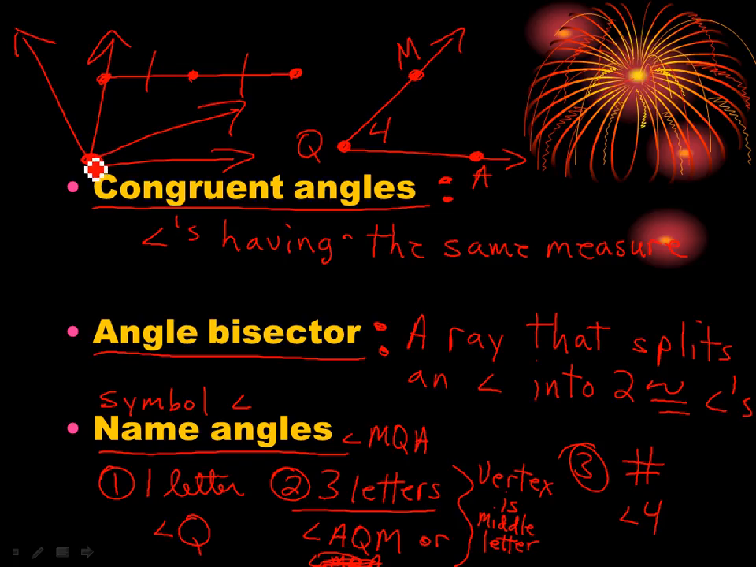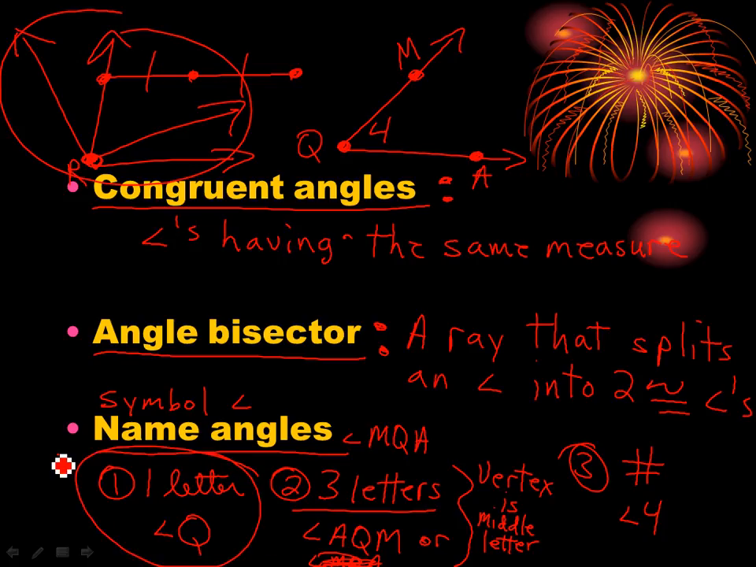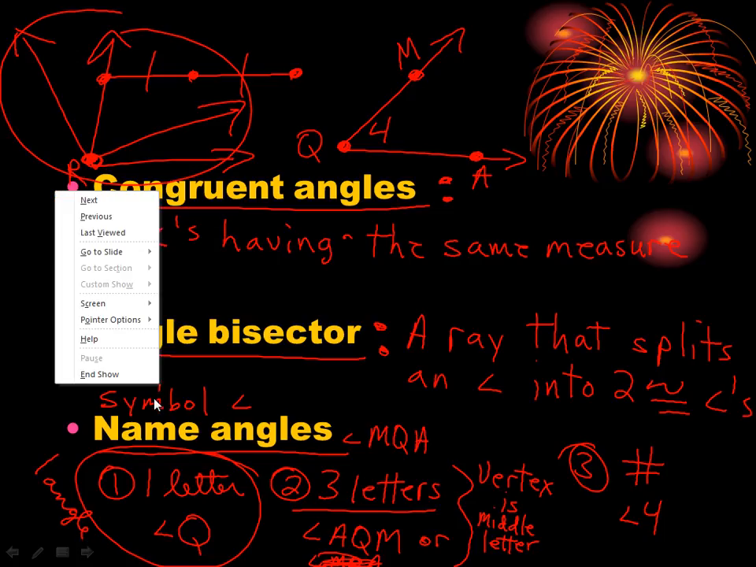What if I put an R right there for that vertex? Can anybody come up and show me where angle R is in that picture? There are too many angles there, right? If I just say angle R, you don't know which one. So if you have a picture, this only works when there's only one angle in the entire picture. If you have more than one angle in the picture, then you can't use one letter because you're not going to know which angle you're talking about.